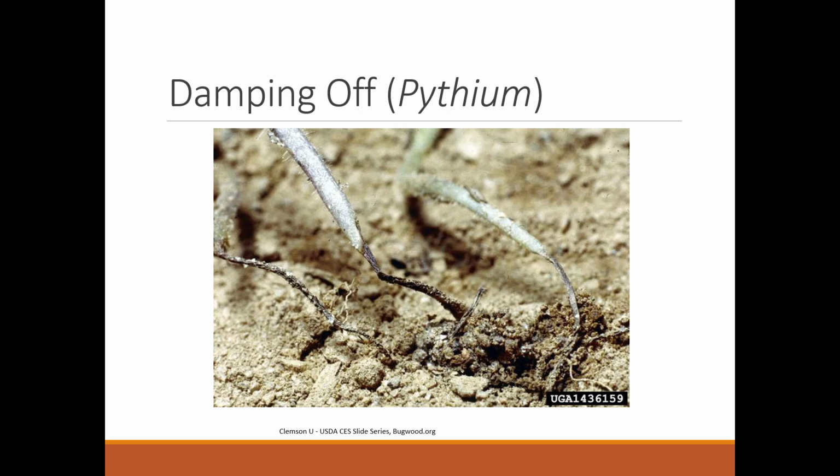So this is what I'm talking about with damping off. You can see that right at the base of the stem, right near the soil, the disease has taken hold. You can see the fruiting bodies there. It basically gets sunk in and then the plant collapses.